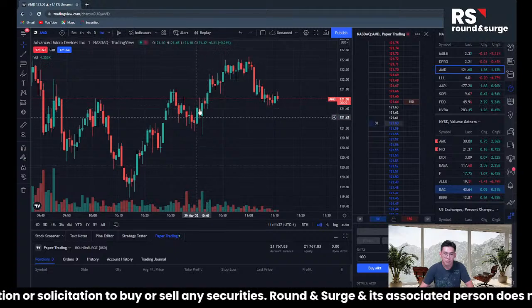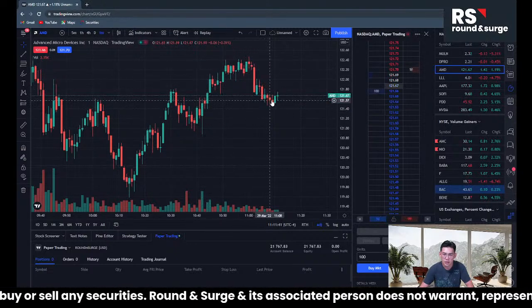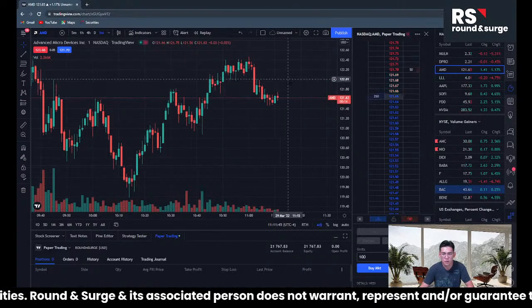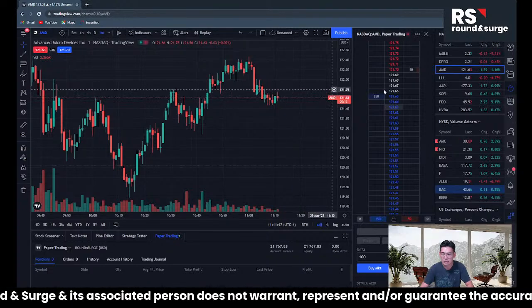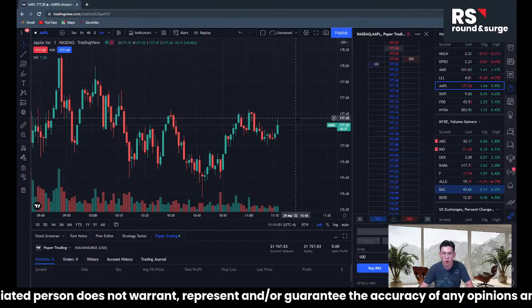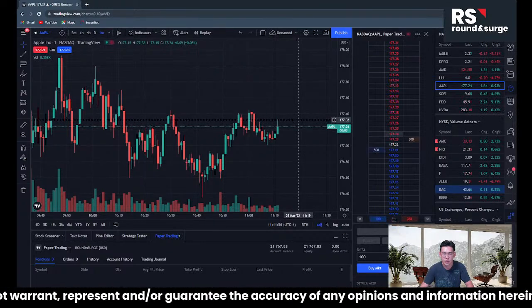Okay, so AMD-wise, you can see the price moved up, it curved, and then here it curves also. So I think most likely they're going to move into indecisive. If it's indecisive, I'm not gonna do any trade.